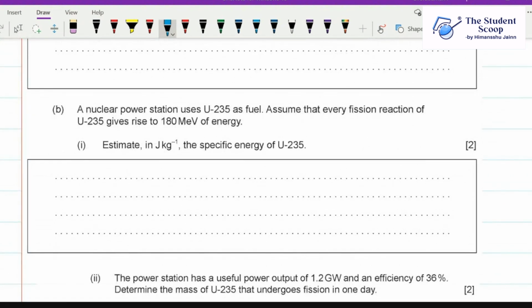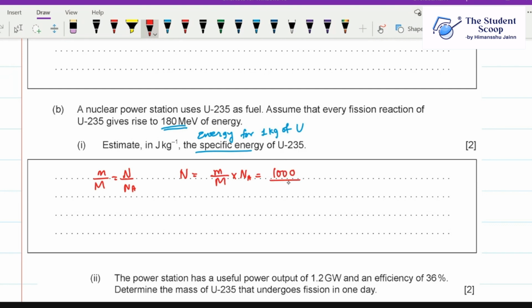Now, the main question is, a nuclear power station where every reaction is releasing 180 mega electron volts. What is the specific energy of uranium-235? Specific energy is nothing but the energy released for 1 kg of the fuel. So first I need to figure out the number of atoms present in 1 kg of uranium. We know that mass upon molar mass is equal to number of atoms upon Avogadro's constant. So the number of atoms would be mass upon molar mass times Avogadro's constant. Mass is 1 kg, so I will write it in grams, that is 1000 grams, and molar mass is 235. Then we multiply this with Avogadro's number, 6.022 into 10 raised to 23.